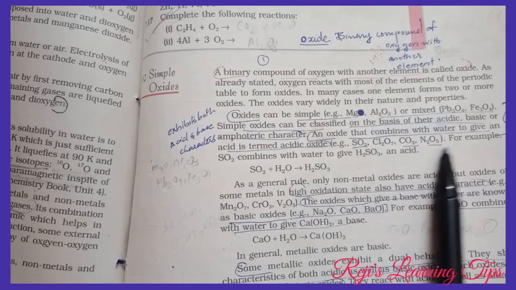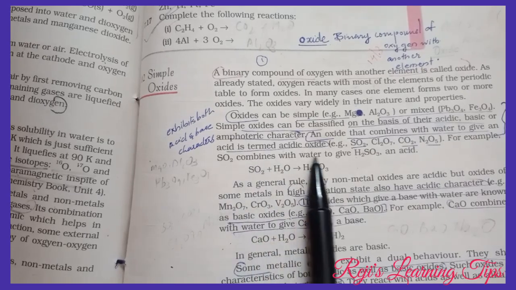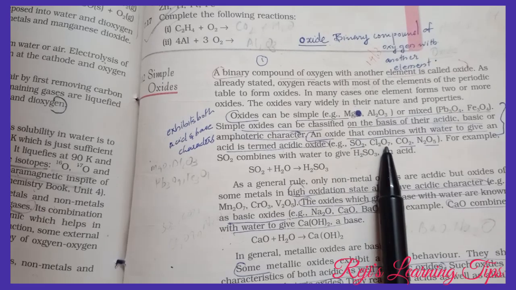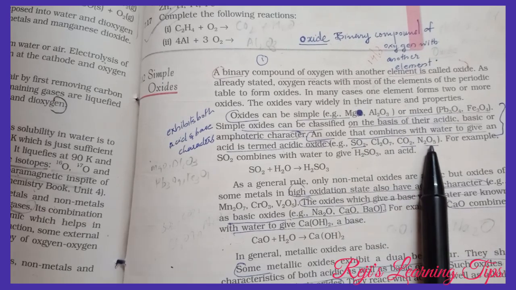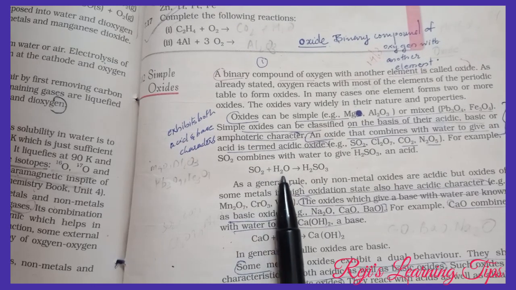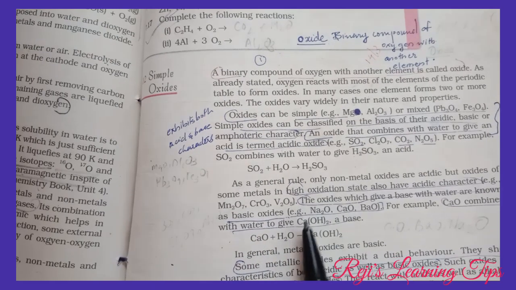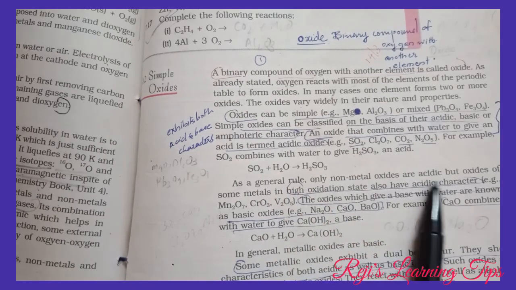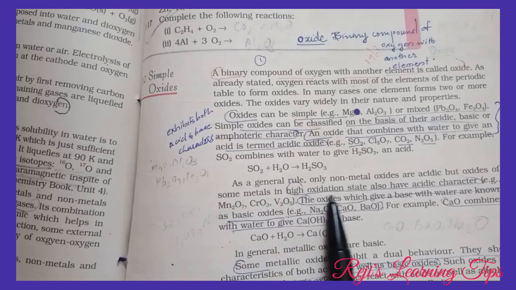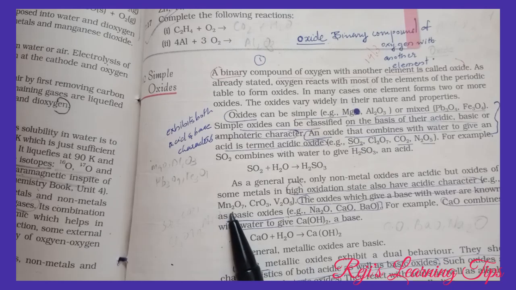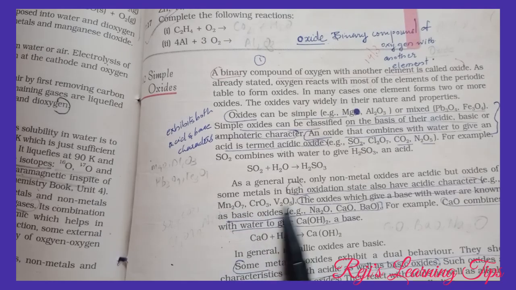An oxide that combines with water to give an acid is termed an acidic oxide. Examples: SO2, Cl2O7, CO2, N2O5. Then you should write the equation SO2 plus H2O gives H2SO3. As a general rule, only non-metal oxides are acidic, but oxides of some metals in high oxidation state also have acidic character. Example, Mn2O7, CrO3 and V2O5.